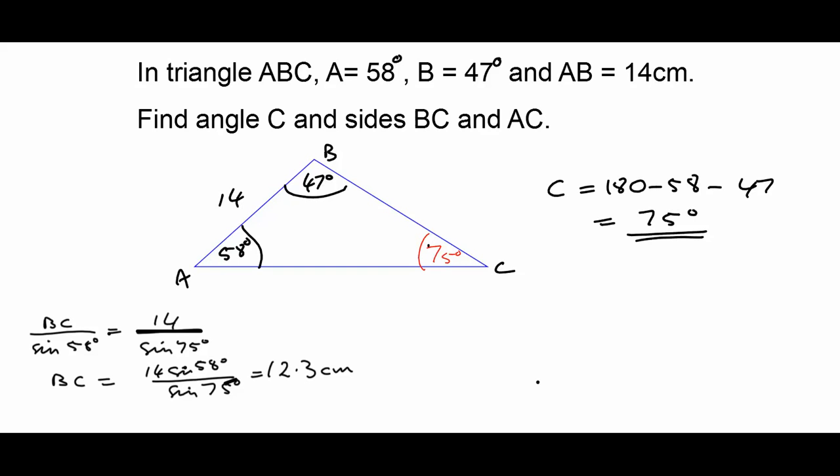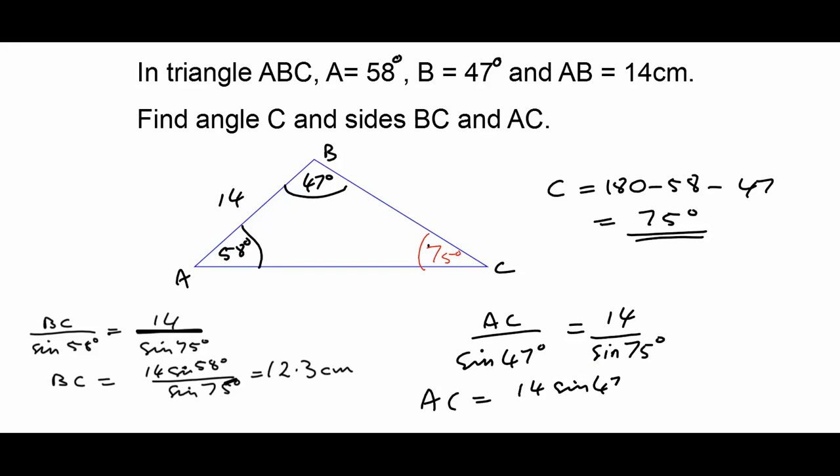To find AC, we do the same thing, but we have AC divided by sine 47 degrees equals, again, 14 over sine 75, multiplying by sine 47, we'll have AC equals 14 sine 47 divided by sine 75, which gives us 10.6 centimetres to 3 significant figures.